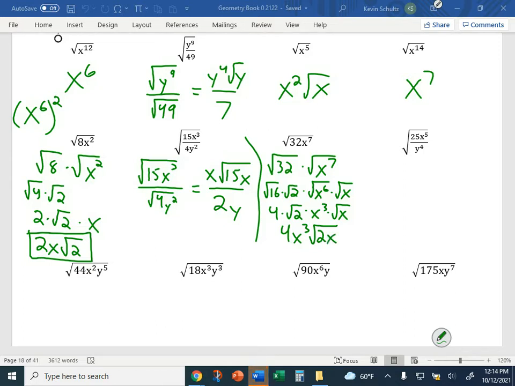Okay. We're going to pause the video here, and I'm going to have you do the rest of these 5 on your own. There are some that you'll notice have more than one variable. That's okay. Like for this first one, you'd have root 44 times root x squared times root y to the 5th, right? Break them all up, simplify them each separately, put it all back together when you're finished. So we'll pause. We'll come back briefly.